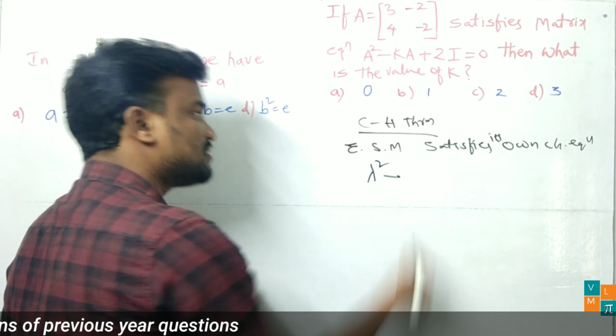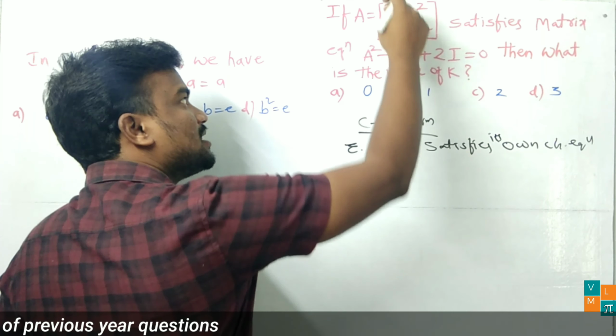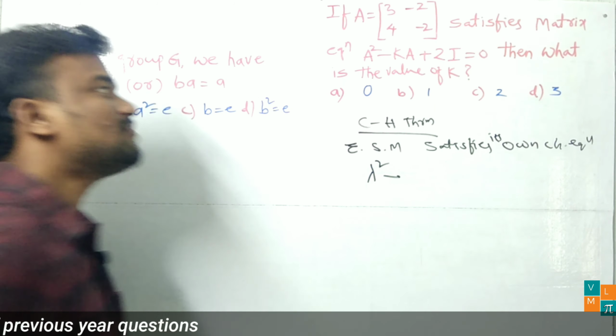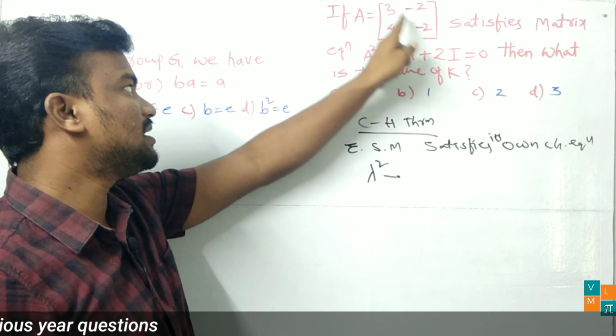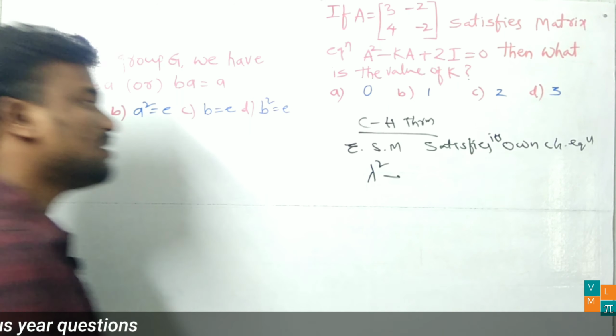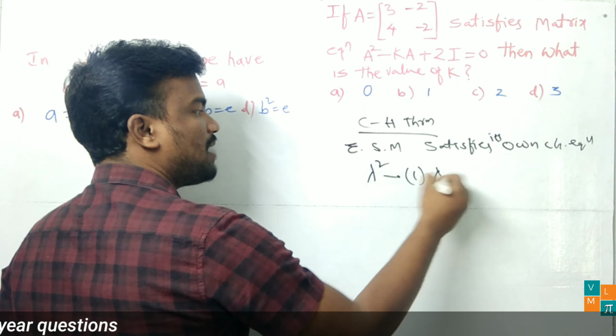Next to take the minus here. Next value is sum of the entries of diagonal. Add the entries, elements in the diagonal. 3 minus 2, what we get here? 1. 1 into lambda plus.